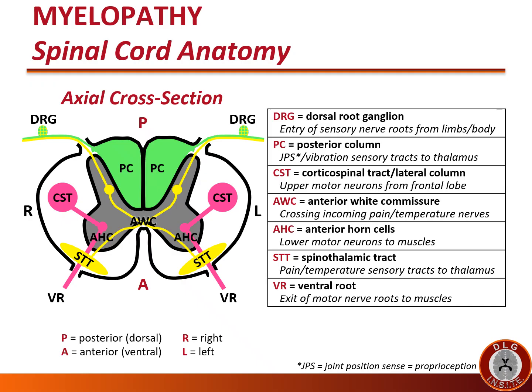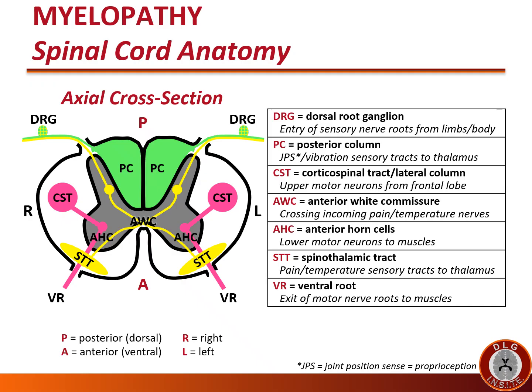On the other hand, the yellow pain and temperature fibers cross. They go across the front of the spinal cord there in the anterior white commissure. Commissure means a crossing, so anterior white commissure, and go to the opposite anterior spinal cord or ventral spinal cord and go then upward in the spinothalamic tract, carrying pain and temperature sensory tracts up to the thalamus, now contralateral to the body, although ipsilateral to the tract.